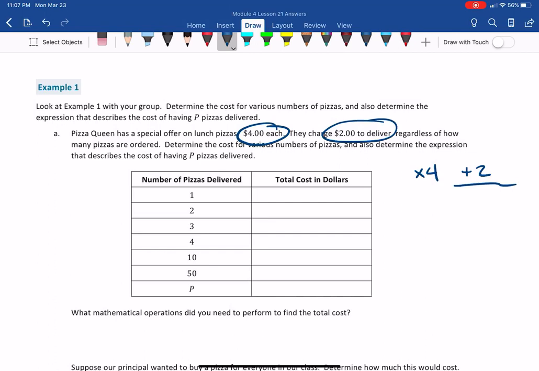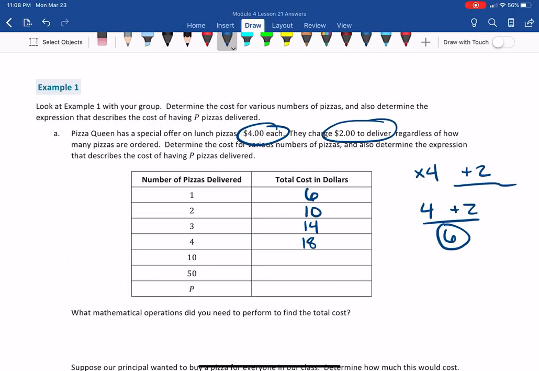So if I order one pizza, the pizza costs $4, but then I have my $2 delivery charge, and it costs $6 to order one pizza and get it delivered. Okay, now if I have 2 pizzas, well, 2 times 4 is 8, plus my $2 delivery charge is $10. 3 pizzas, 3 times 4 is 12, plus 2 is $14. 4 pizzas, 4 times 4 is 16, plus 2. No, it's not 4 times 4. Yeah, 16 plus 2 is 18. Okay, so it'd be $18 to order 4 pizzas.